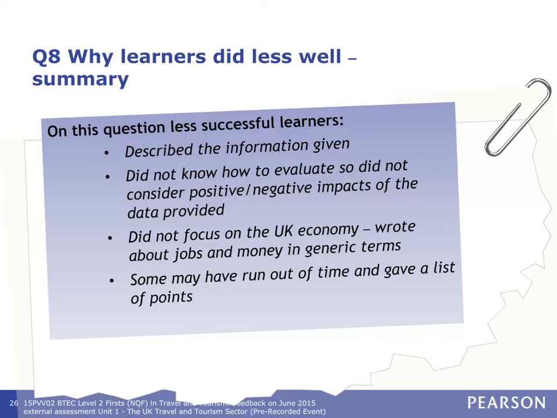Question 8. Why learners did less well. Summary. On this question, less successful learners described the information given, did not know how to evaluate, so did not consider positive and negative impacts of the data provided, did not focus on the UK economy, wrote about jobs and money in generic terms. Some may have run out of time and gave a list of points. Please refer to the lead examiner report for further clarification and examples.